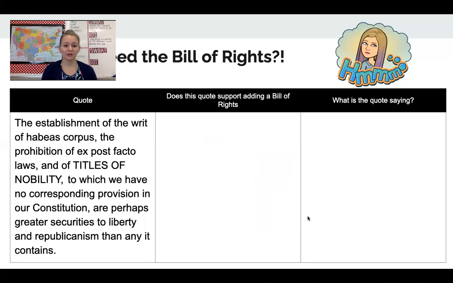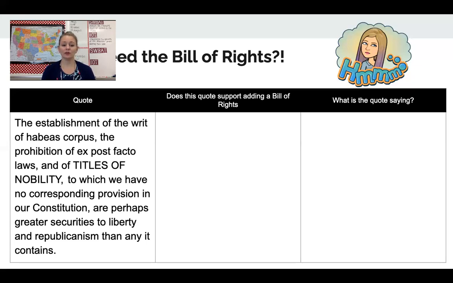The establishment of the writ of habeas corpus, which is a rule in the Constitution that says that you have to be told what you're being charged with if you're charged with a crime. The prohibition of ex post facto laws, which are going to be the idea that if something was legal when you did it and then it becomes illegal, they can't go back and then get you in trouble for it and say, well, it's illegal to do now, and we know you did it 10 years ago. Like, you're not allowed to do that.